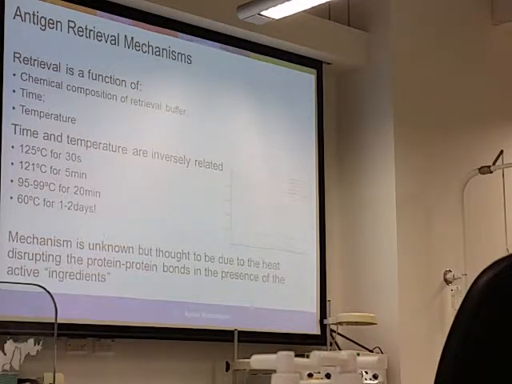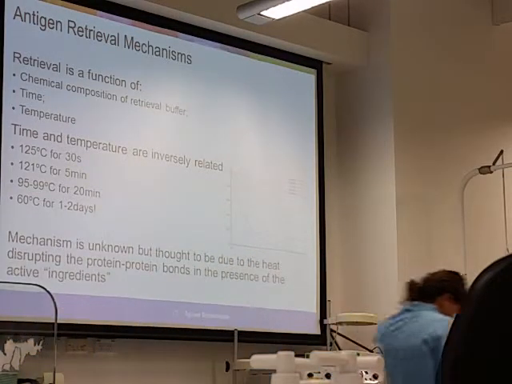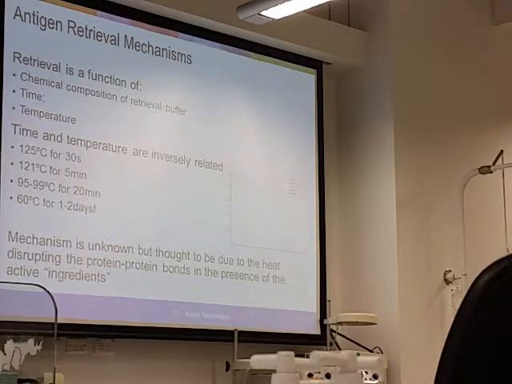If we were to do a technique at, say, 125 degrees, we'd be doing it maybe for 30 seconds. If it was 121 degrees, 5 minutes. What we're doing today is 95 to 99 degrees for 20 minutes. But if you wanted, you could go as low as 60 degrees, but you'd be looking at doing that for nearly 2 days. So obviously in a modern clinical lab, no one's happy to wait 2 to 3 days for a sample run.